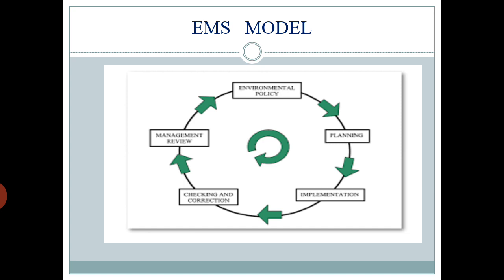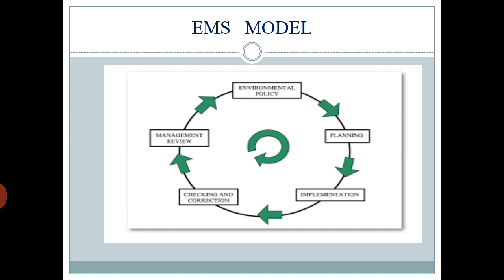First one is general requirement, and the next requirements discussed in this EMS model are environment policy, then planning, implementation, checking and correction. The last one is management review. So, this is a model for the EMS system, that is, environmental management system.